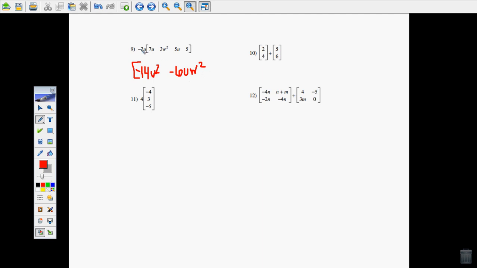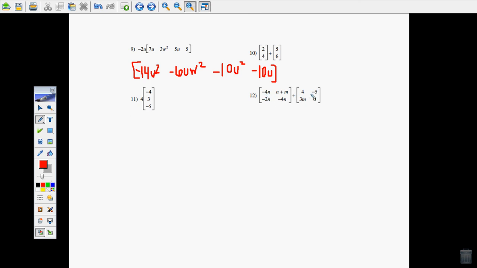Now the next term, -2u times 5u, you would get a -10u squared. And the last one is just -2 times 5, which will be a -10u. That one's a little more advanced right there, but hopefully that makes sense. You should be able to do number 10 and number 11.